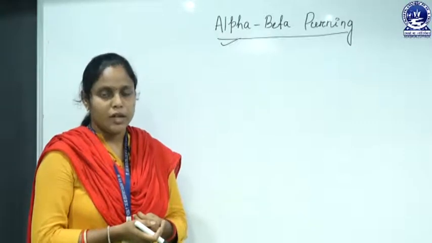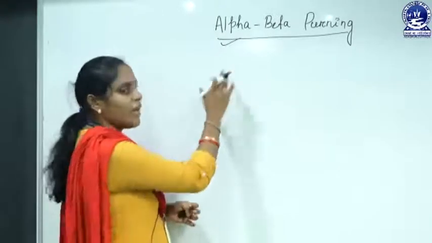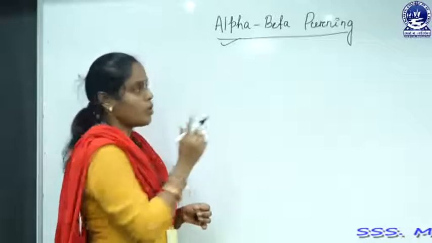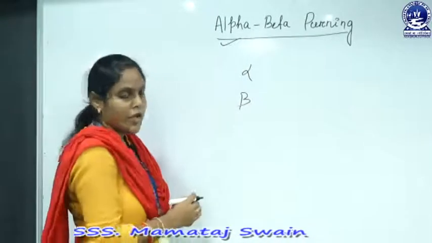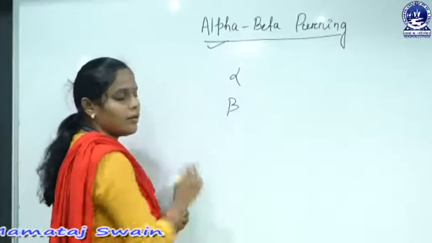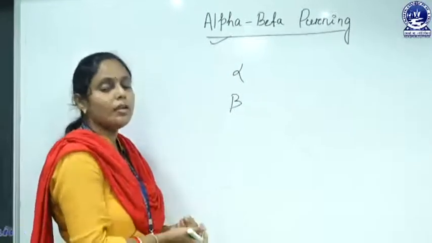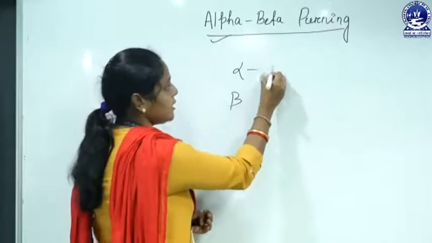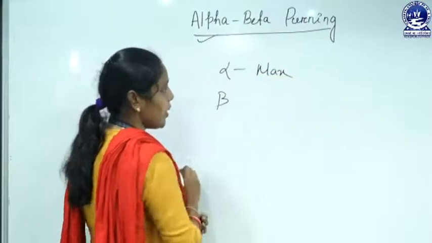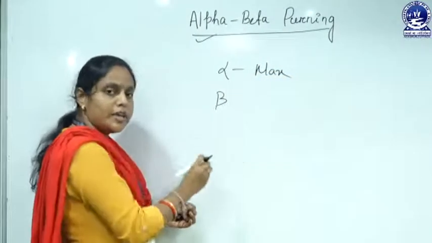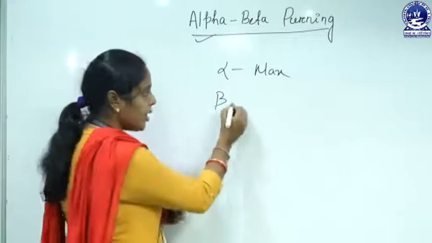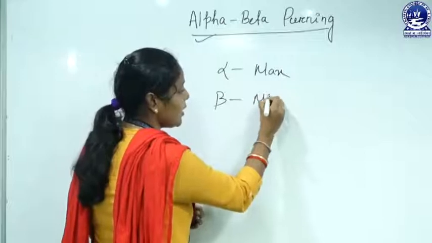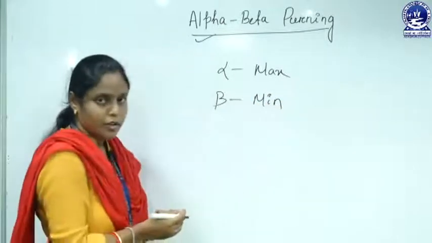In this algorithm there are two parameters, one is alpha, another one is beta. The alpha parameter is used to select the maximum value, that is, it works like a maximizer, and the beta parameter is used to select the minimum value, that means beta works like a minimizer.